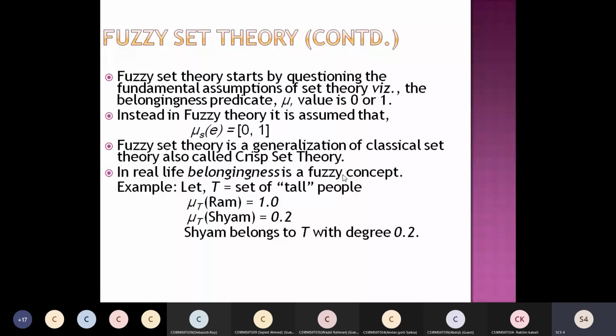Now let's come to this example again. See, the set of all tall people. ठीक है, अब tall मतलब कुछ भी हो सकता है, from 5 feet 8 inch to 5 feet 10 inch, 11 inch or 6 feet, like that. So suppose we are defining 1 is equal to 6 feet and 5 feet 8 inch is say 0. From 0 to 1, we are going to refer them as tall people.